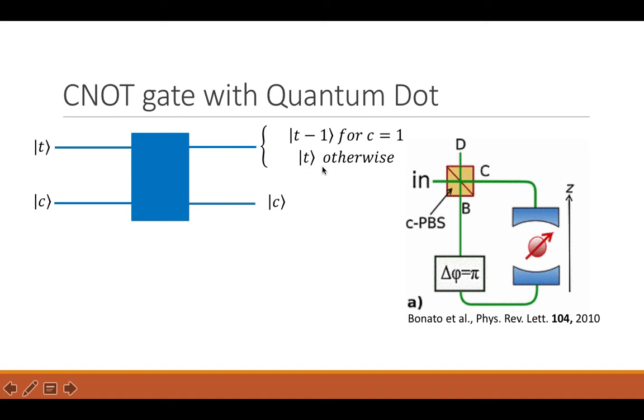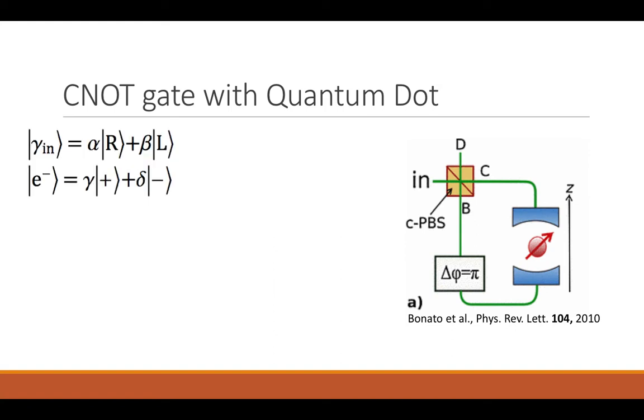And so the Bermeister group used, or proposed to use, these quantum dots to create a C-NOT gate. Again, they had an arbitrary superposition of right and left-handed light for the photon, and a superposition of spin up and spin down for the electron spin inside the quantum dot. The photon comes in and is split by a circularly polarized beam splitter, right polarized light transmitting, left polarized light reflecting, and then picking up a phase shift here. So that's the state we have.